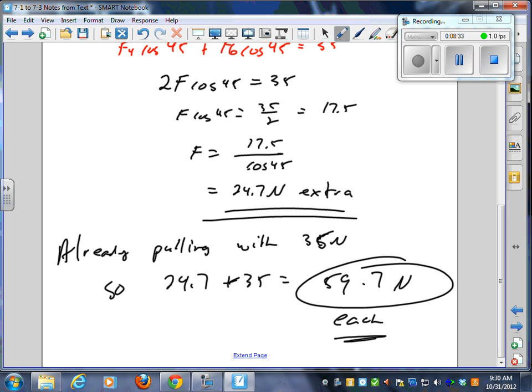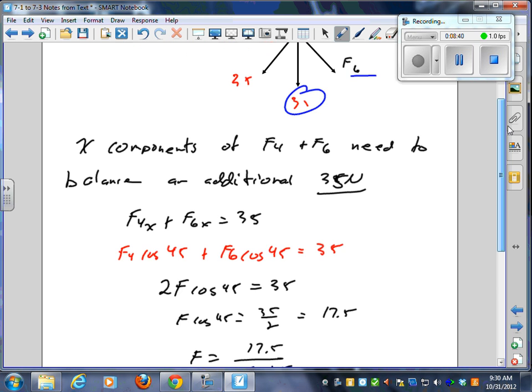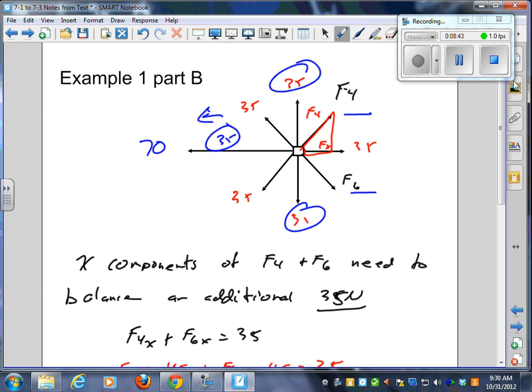What could they do to their angle to make it easier and pull less? What could they do to their angle so they wouldn't have to pull as much? Make that angle less, right? You're right there, right? If they made their angle like this, then it wouldn't be as hard. Sure, yeah.